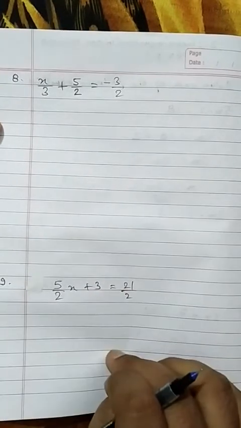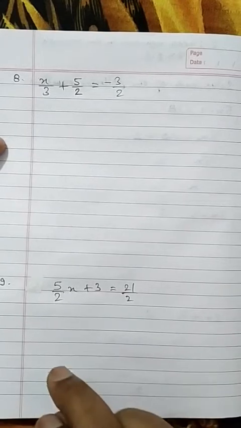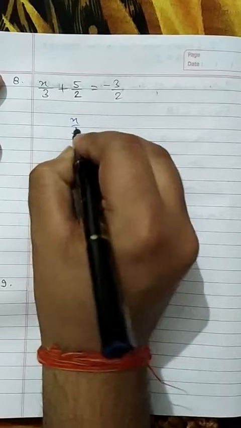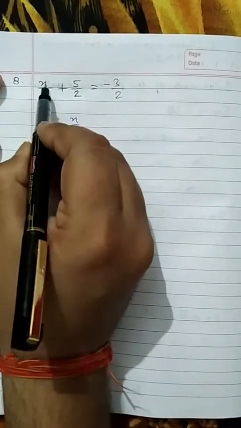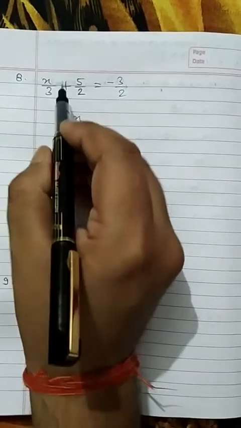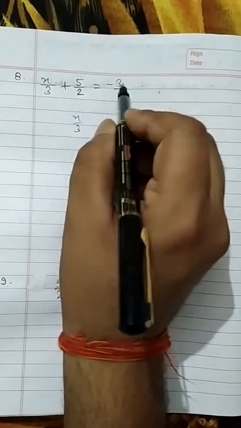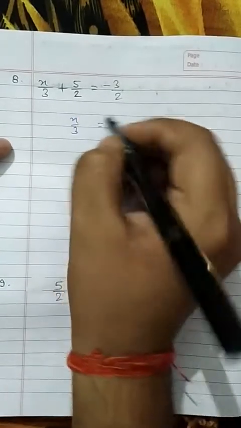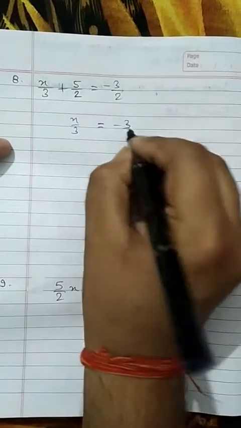Numbers 8 and 9 are both alike, so I am going to solve this one for you. This is the term with the variable. So the variable always remains on the left hand side. Always remember, the variable term remains on the left hand side, and the constant values, which do not have any variable, can be transposed. So this 5 upon 2 is a positive value, it will transpose to the right side.